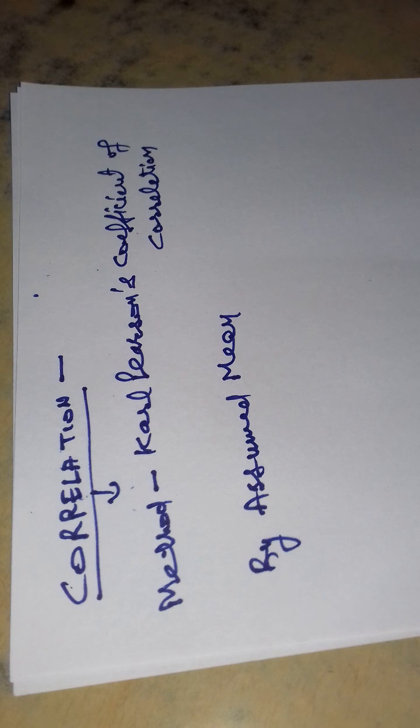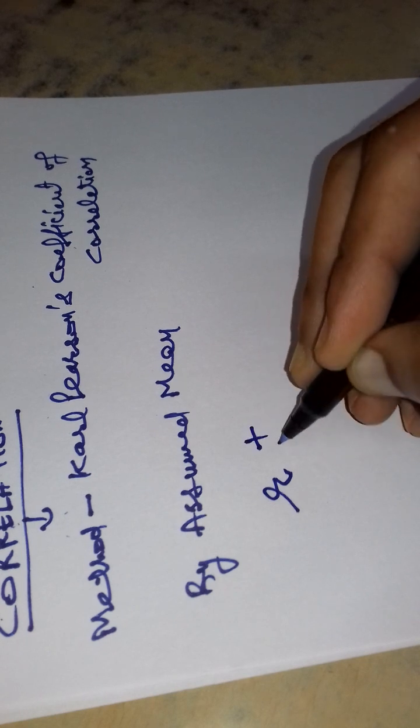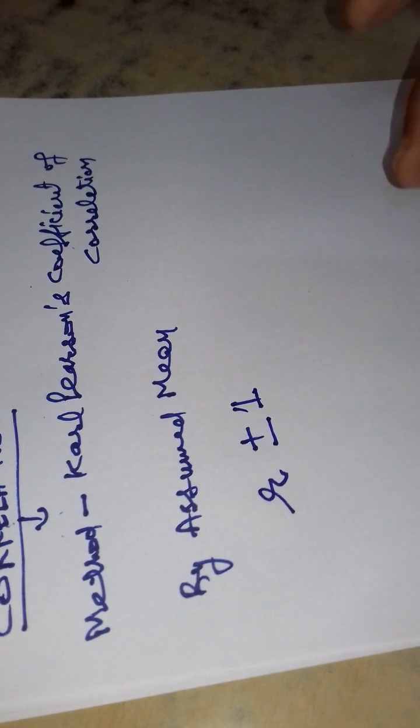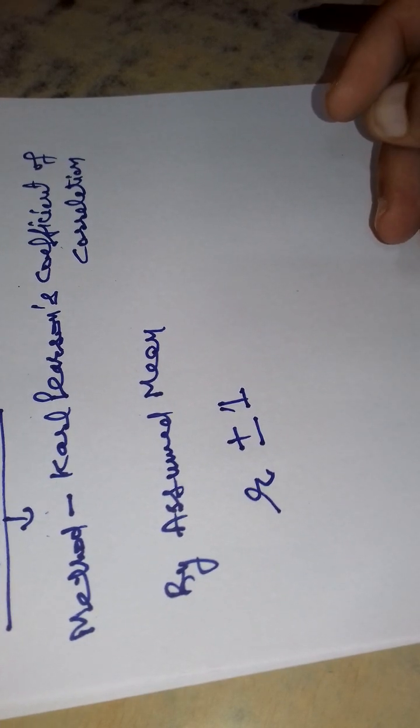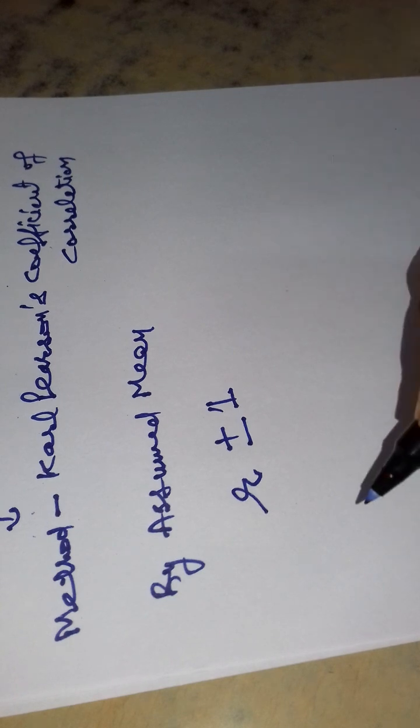In correlation, Karl Pearson's coefficient of correlation is very popular and it can be solved in two ways, by actual mean and by assumed mean. Correlation lies between plus minus 1. We are denoting correlation as R, which lies between plus minus 1, meaning it should not be above plus 1 or below minus 1.